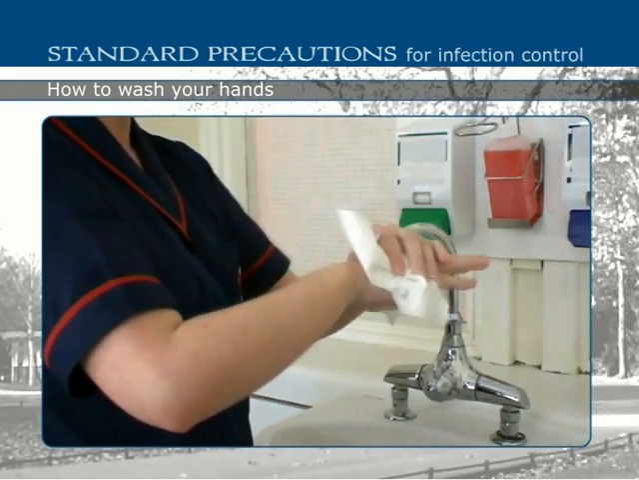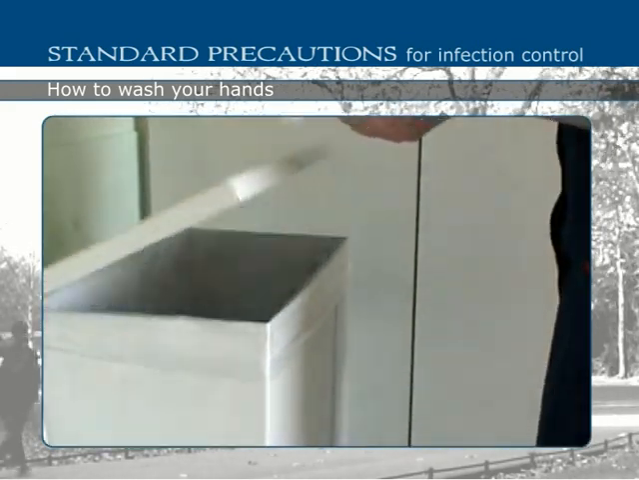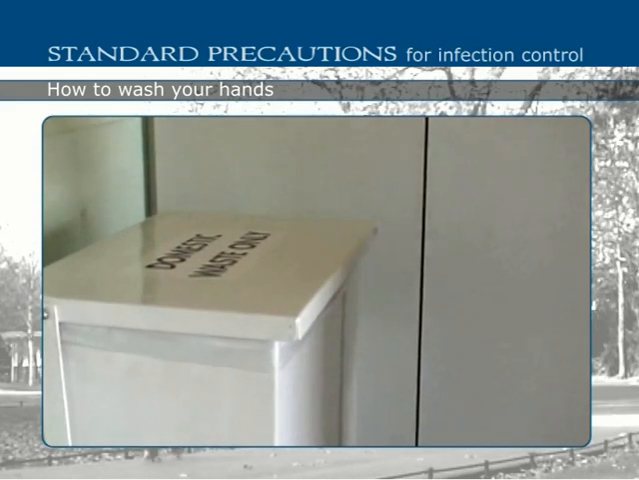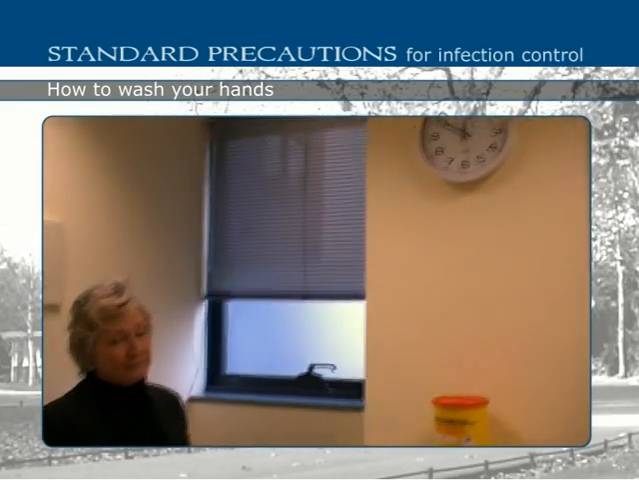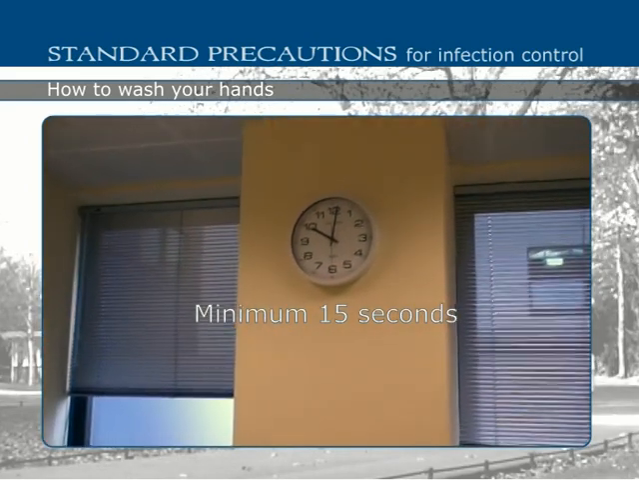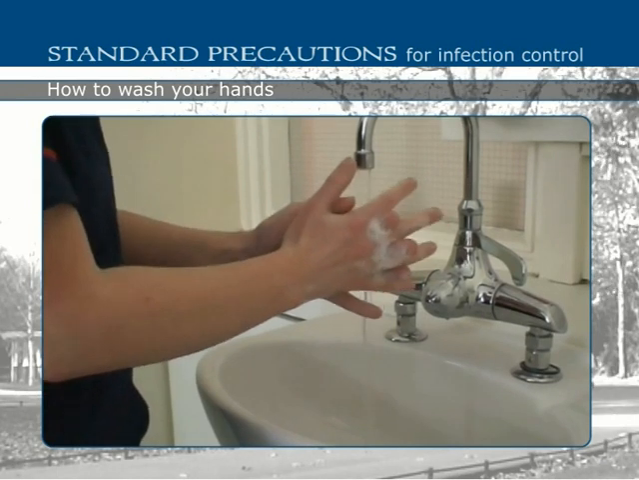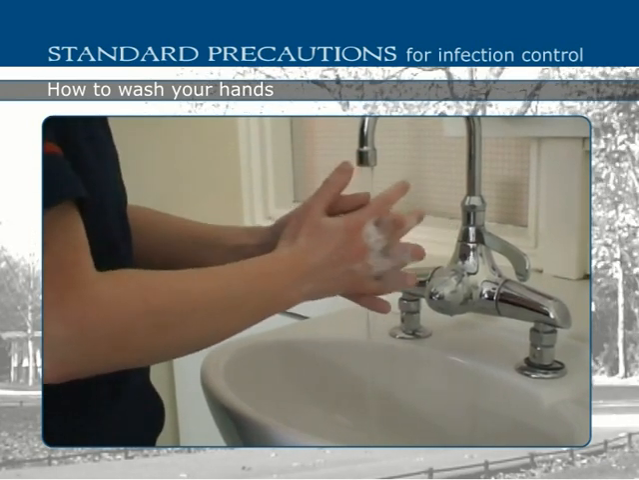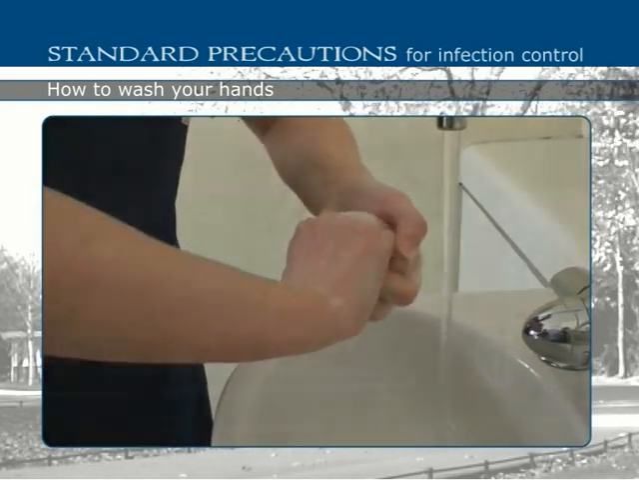Put the paper towel in the correct waste bin using the foot pedal to open it, to avoid inadvertently contaminating your hands from the lid of the bin. This hand washing technique takes a minimum of 15 seconds, with additional time required for drying. This is the same technique you would use for carrying out antiseptic hand washing using a liquid antiseptic soap.